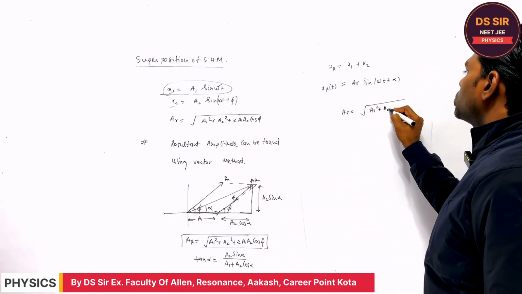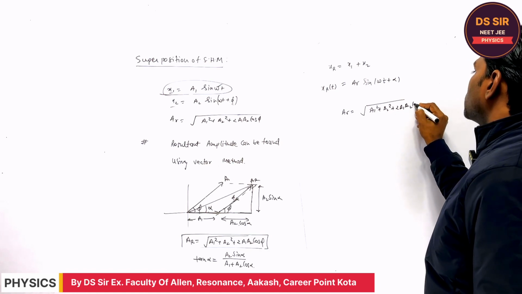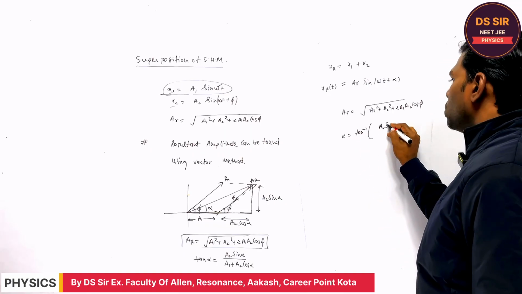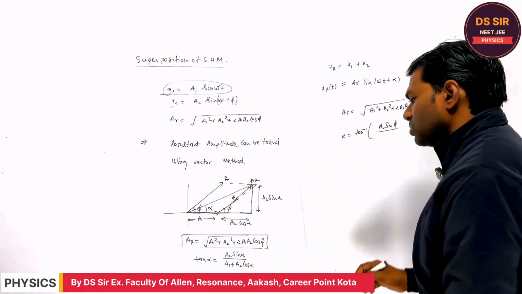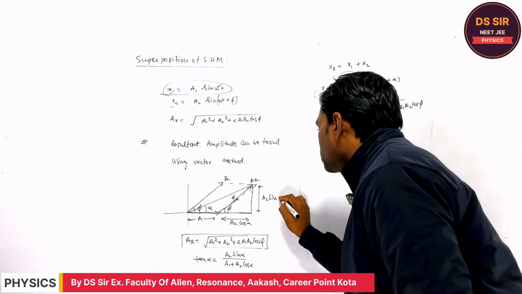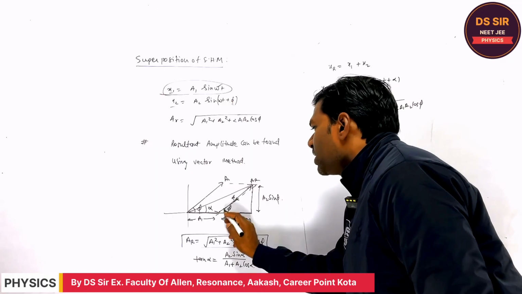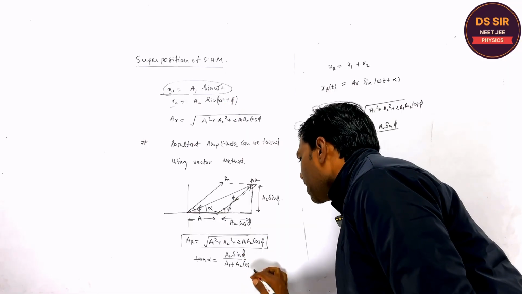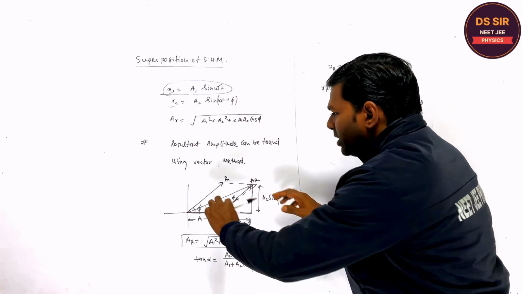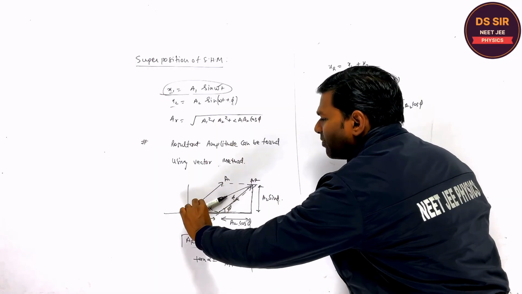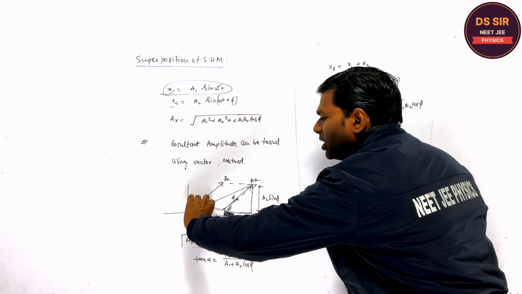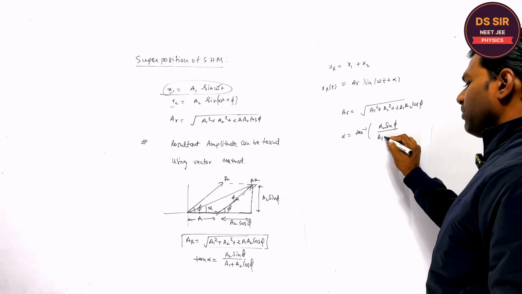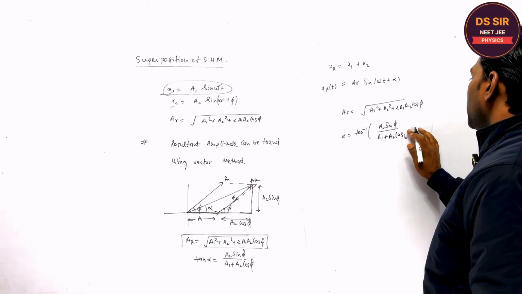AR equals root of A1 square plus A2 square plus 2 A1 A2 cos phi, and this alpha can be found with the help of tan inverse. If this angle is phi, this is A2 sine phi and A2 cos phi. Please write here the phi. The alpha is the angle made by the resultant SHM with the x1, right? So alpha is equal to tan inverse of A2 sine phi over A1 plus A2 cos phi, right?